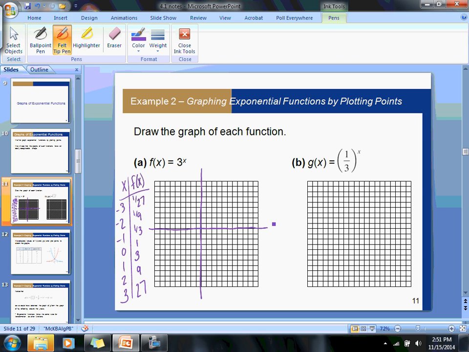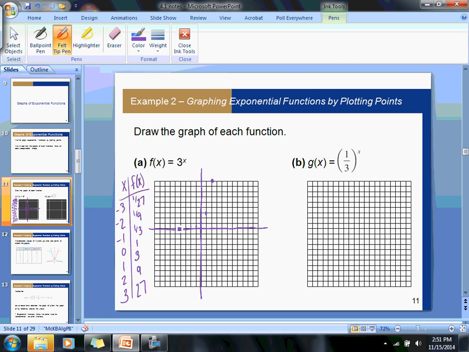Okay, so at -3, that's really small. -2, also really small. -1 is 1/3. 0 is 1. 1 is 3, 2 is 9, 3 is 27.